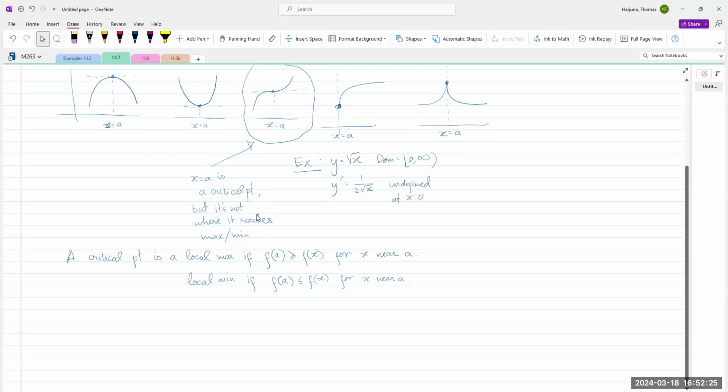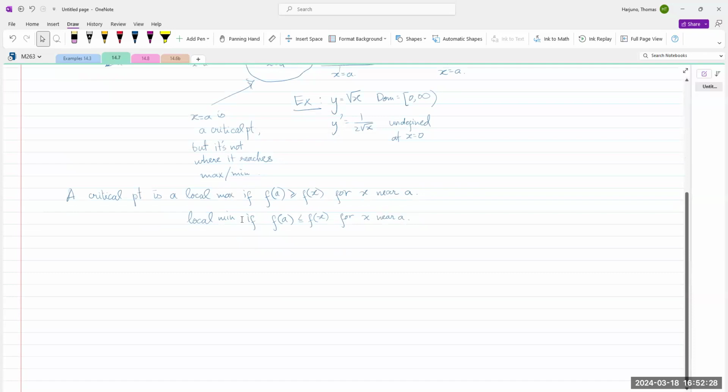Now, going further in Calculus 1, we can trace if x equals a is a local max or min by two methods. The first method, the one that I think you commonly use, is the second derivative test.